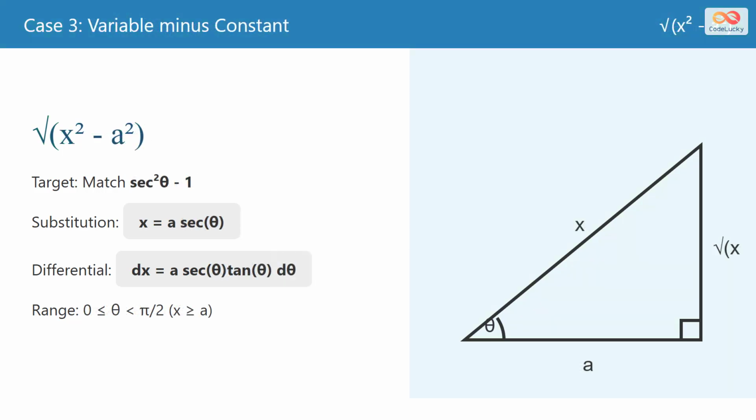The third case involves the variable leading the constant, the square root of x squared minus a squared. We use the secant substitution here. Set x equal to a times secant theta. This matches the identity secant squared minus 1 equals tangent squared. In this triangle, x becomes the hypotenuse.